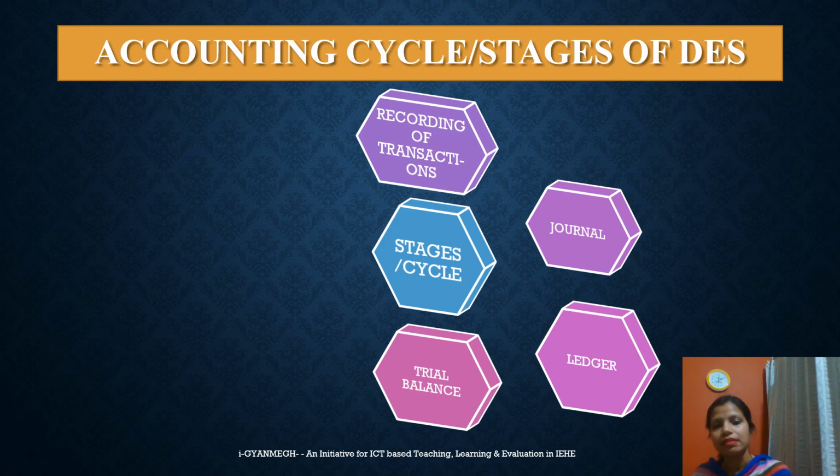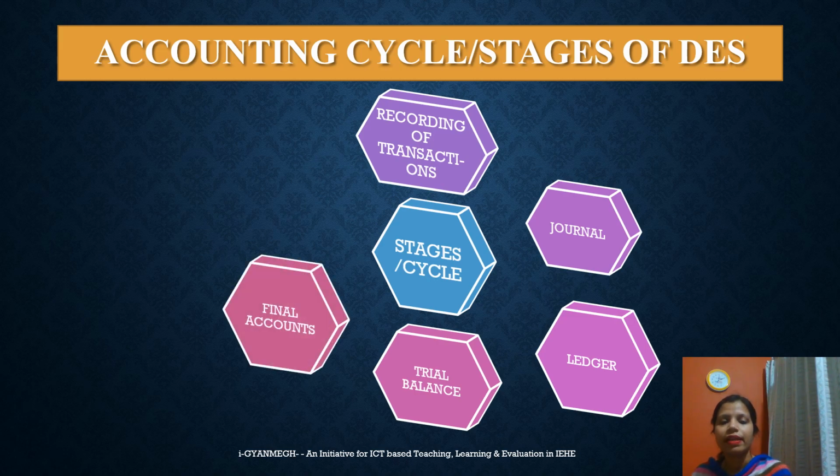Then after preparing the different types of accounts in ledger, we will prepare trial balance, which is also known as the summarized form of ledger accounts. Then with the help of trial balance, we will prepare final account. Under final account, we prepare mainly three accounts, that is trading account, P&L account and balance sheet. With the help of trading account, we will get gross profit.